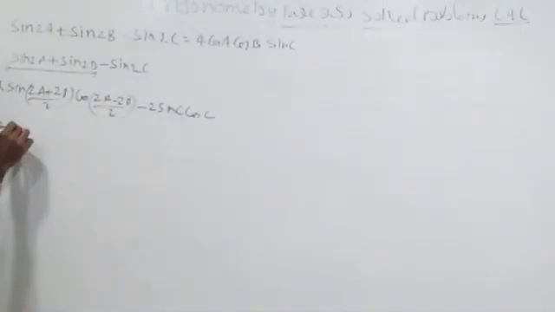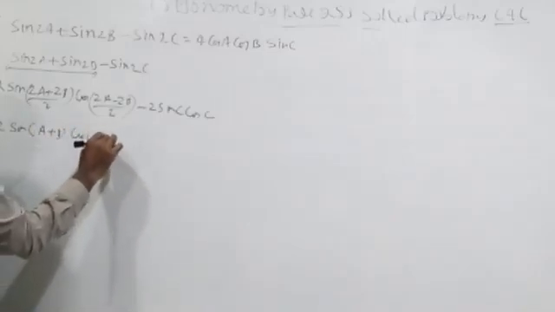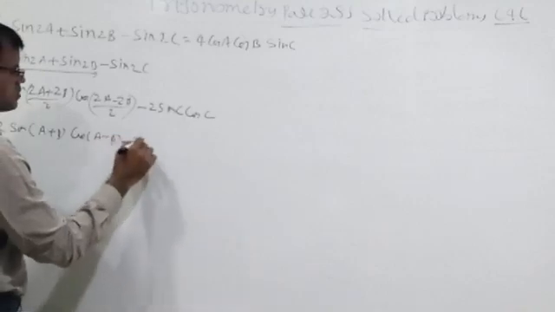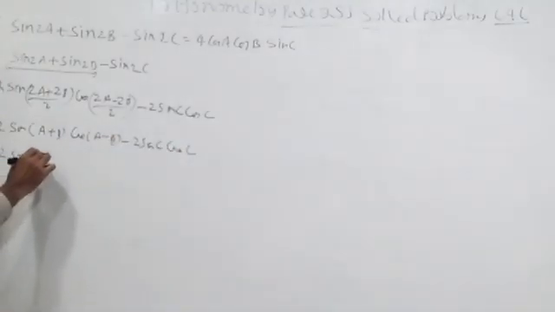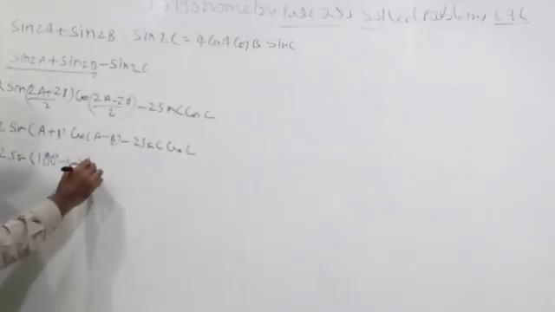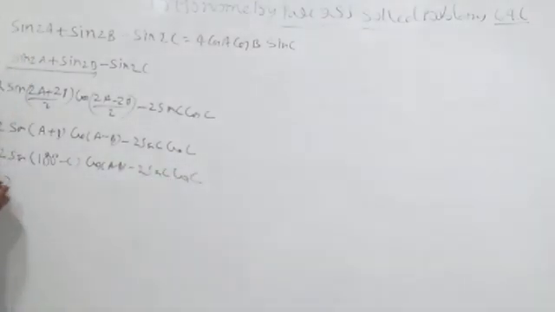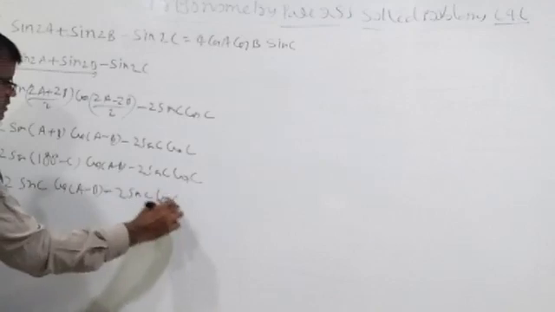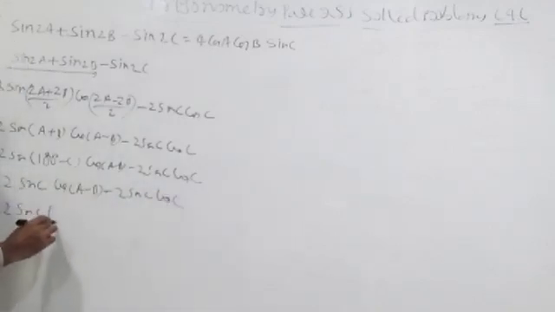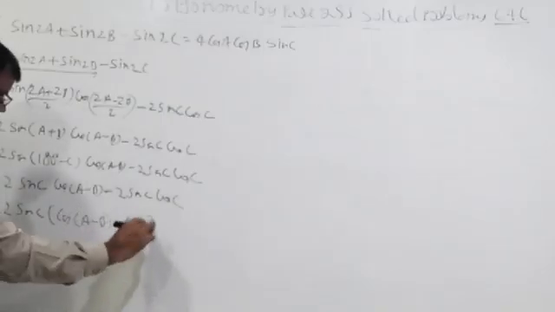That is equal to 2 sin, with the 2 taken common and cancelled, 2 sin of (A plus B) you write, and here cos of (A minus B), minus 2 sin C cos C. That is equal to 2 sin of, instead of A plus B, apply here 180 minus C, into cos (A minus B), minus 2 sin C cos C. We know that sin (180 minus theta) becomes sin theta. So 2 sin C into cos of (A minus B) minus 2 sin C into cos C. Now you can take common 2 sin C. Of course, this is the same model as our previous sum: cos of (A minus B) minus cos C.